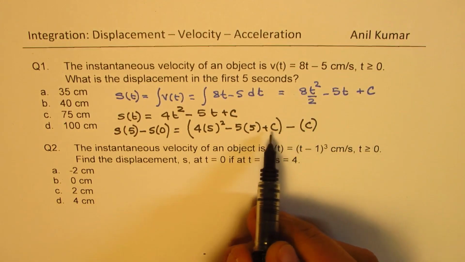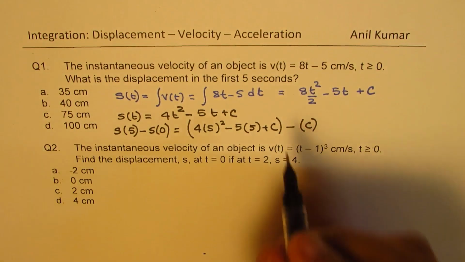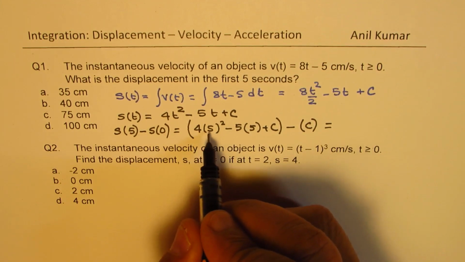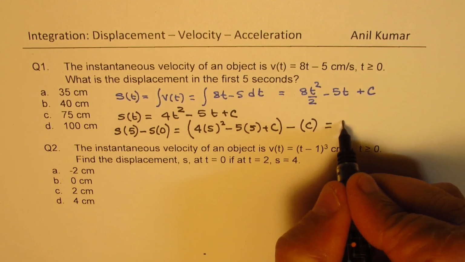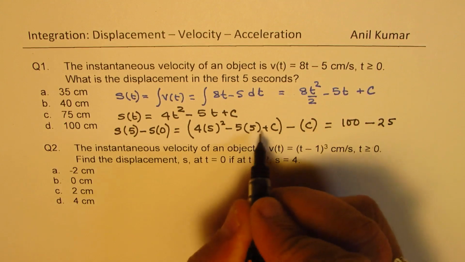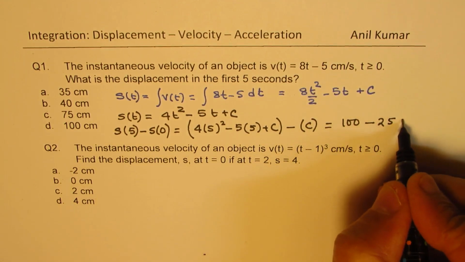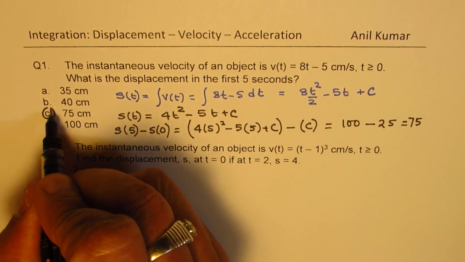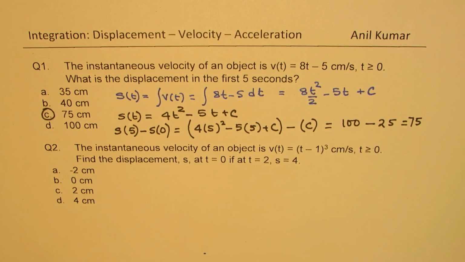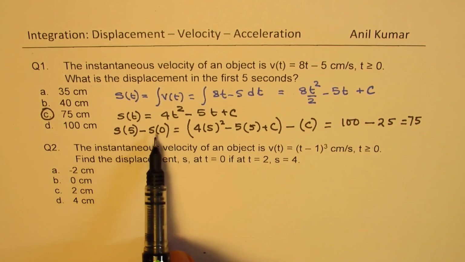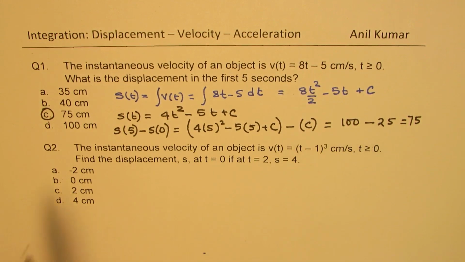As you can see here, c and c will cancel, right? So what remains is 5 square is 25, times 4 is 100, minus 5 times 5 is 25, and c minus c is 0. So we're left with a value which is 75. So the answer is 75 centimeters, correct? That is how we are going to find the solution of this one. Displacement is change in position, so this is the correct answer.